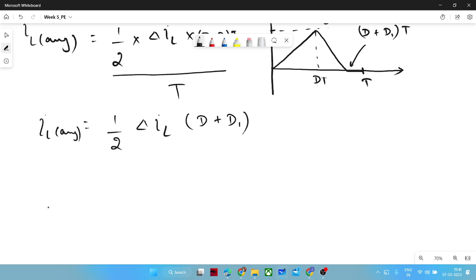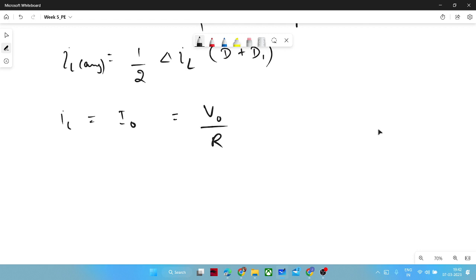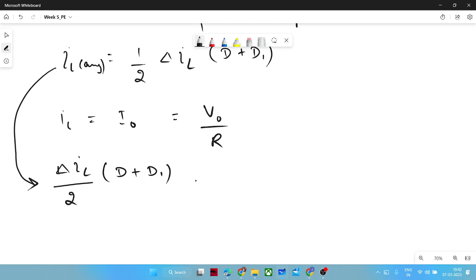Now IL we can write as I naught. I naught is nothing but V naught by R if the load is resistive, and IL we computed as del IL by 2 into D plus D1. I am just putting this expression here. That is nothing but equal to V naught by R.